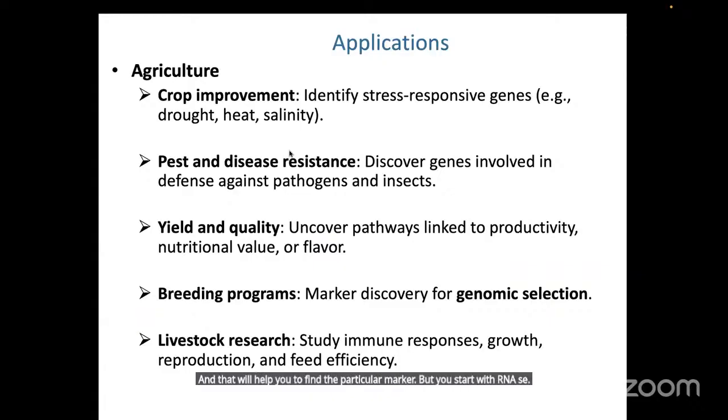It also helps with determining yield and quality. With that, you can uncover the pathways, which we're going to see in downstream analysis. We're going to use KEGG and gene ontology. Also in breeding programs, it helps in marker discovery and for genomic selection. And in livestock, it helps in studying immune response and so forth. So this is in agriculture.